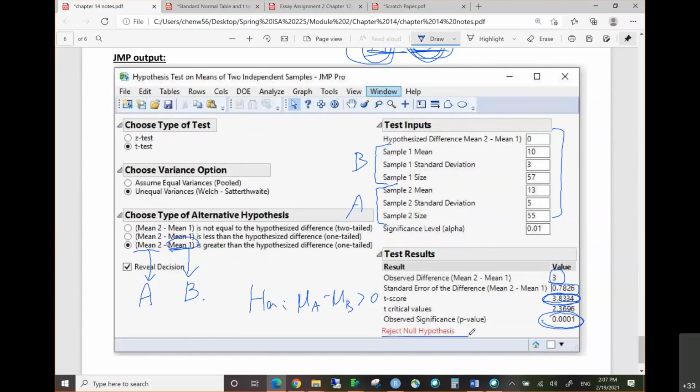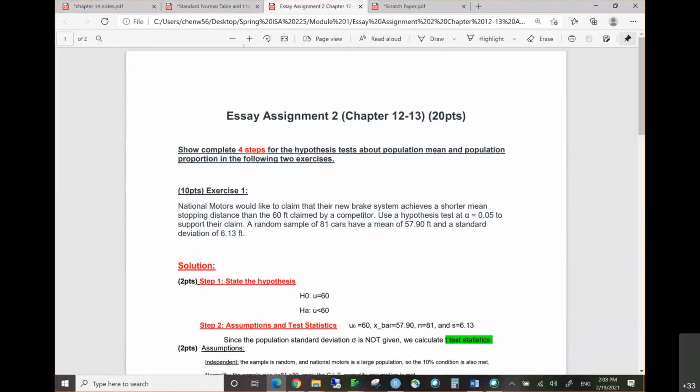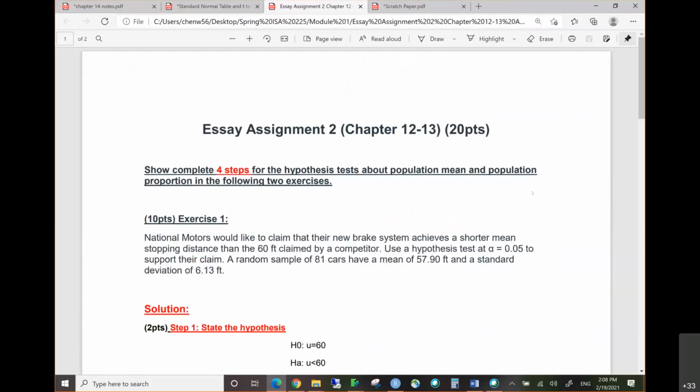All right, that will be all for chapter 14. Any questions? No? All right, next I want to talk about your essay assignment 2. Since essay assignment 2 is also a hypothesis test, I don't want you to make the same mistake for essay assignment 3.